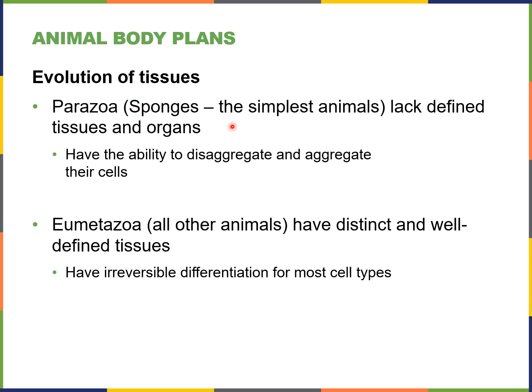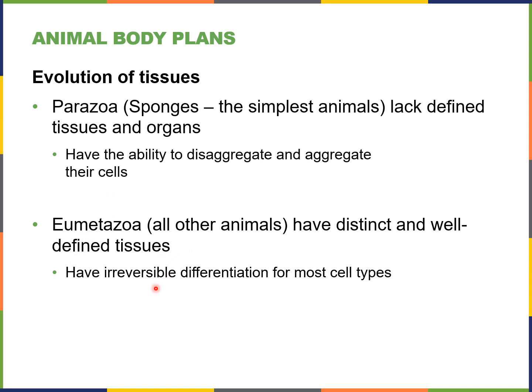So again, starting with sponges, these are our simplest animals. They lack defined tissues and organs. They fall into a category called parazoa, and they have the ability to disaggregate and aggregate their cells, but they are very simple animals, usually made up of very few cells, whereas our eumetazoa or other animals have distinct and well-defined tissues. So they've got many more cells. It doesn't mean that these guys are unicellular. They are still multicellular. But eumetazoa is more complex. They have symmetry. Parazoa does not.